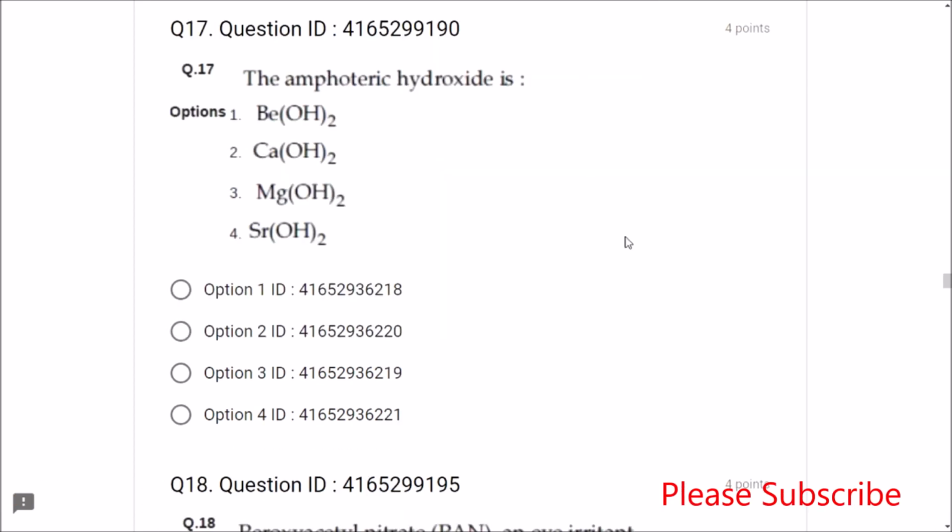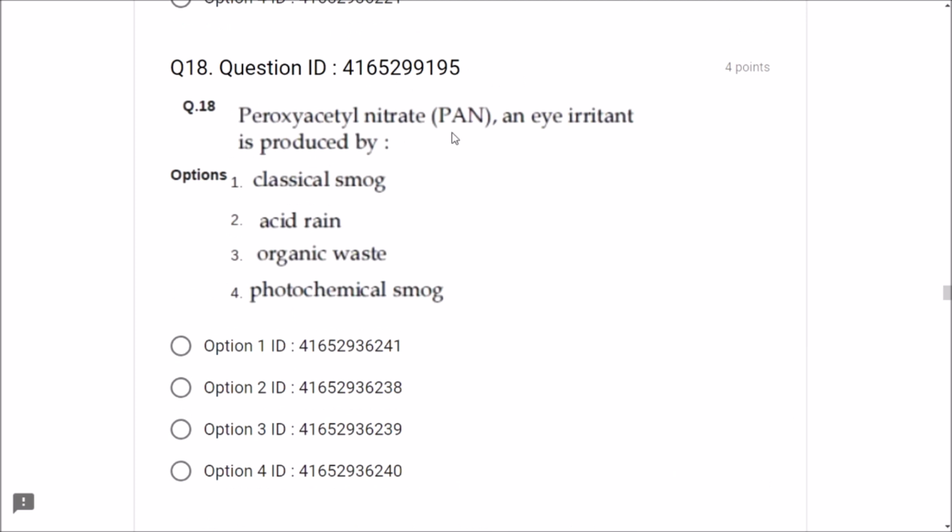Next, question number 17. The amphoteric hydroxide is beryllium hydroxide, calcium hydroxide, magnesium, strontium. These are all same group elements. So beryllium hydroxide is the correct option, students. Next, question number 18. Peroxyacetyl nitrate, an eye irritant, is produced by classical smog, acid rain, organic waste, photochemical smog. This you can also straight away choose. Photochemical smog is the correct option, students.